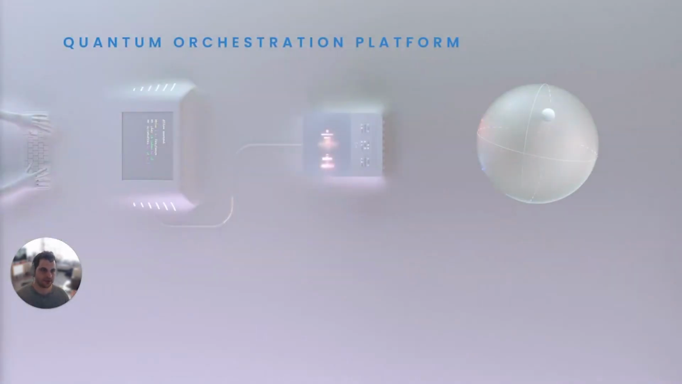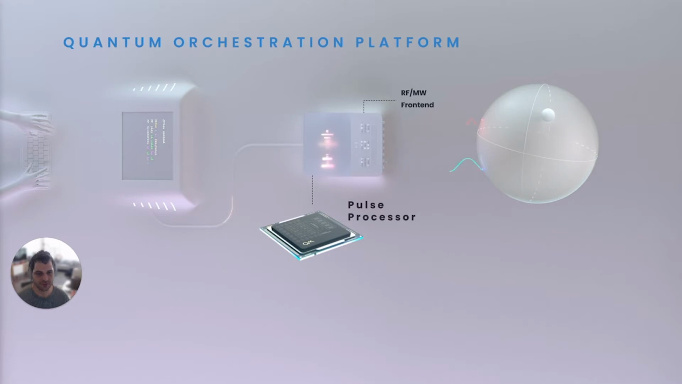First, let me say something about Quantum Machines. We're building the quantum orchestration platform. It's a hardware and software platform which provides a way to easily and intuitively control complex quantum experiments. At the heart of our solution is a chip architecture designed specifically for quantum experiments.